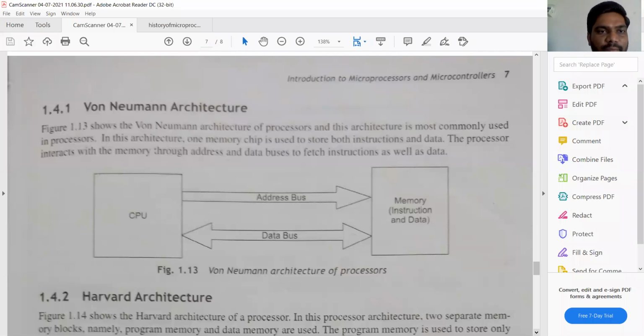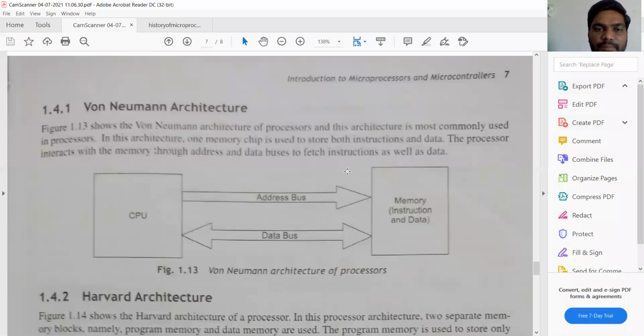The first one is Von Neumann architecture. The Von Neumann architecture of processors is commonly used in microprocessors. Most microprocessor manufacturing is done using this architecture. In this architecture, one memory chip is used to store both instructions and data. You can see the figure here: you just have a CPU, which is nothing but the microprocessor, and you have a memory here.